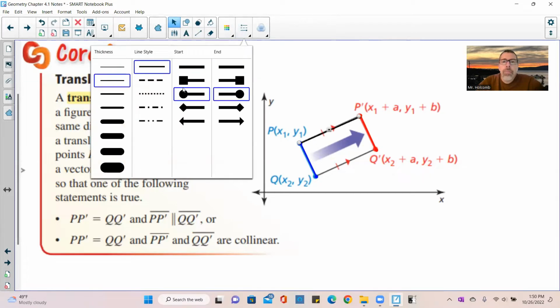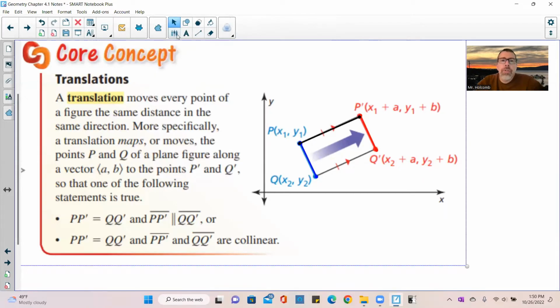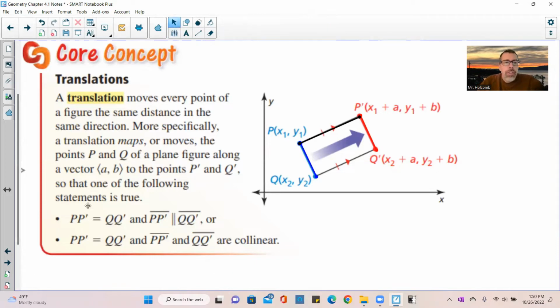Okay, try this one more time. There we go. That's what I wanted to do. Okay. So it says P prime, that is this black line right here. P prime equals Q prime. So if those two sides are equal, that's that congruent marker.